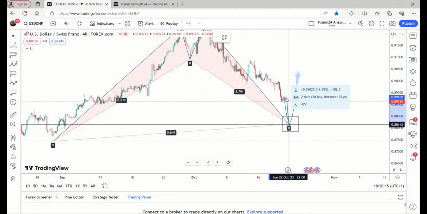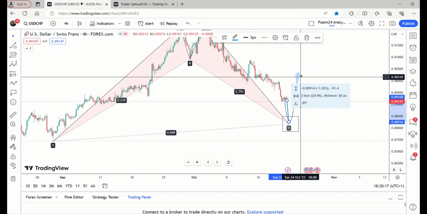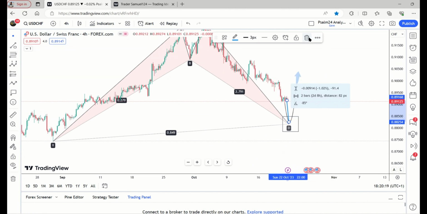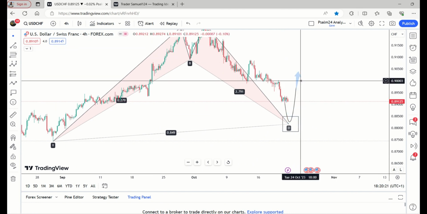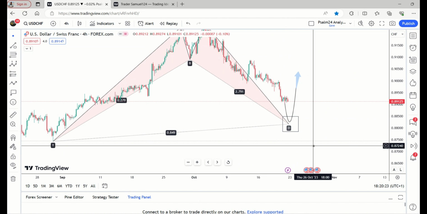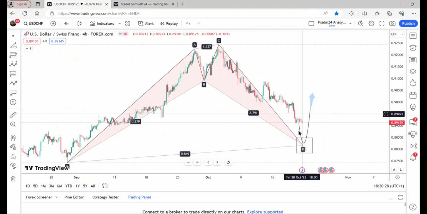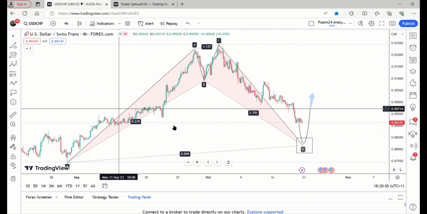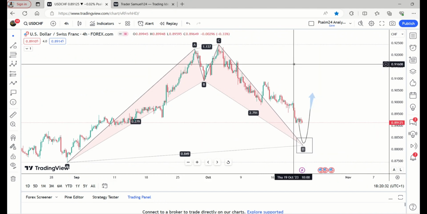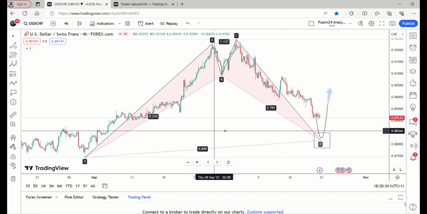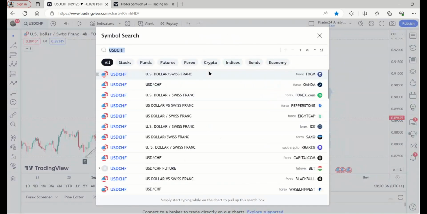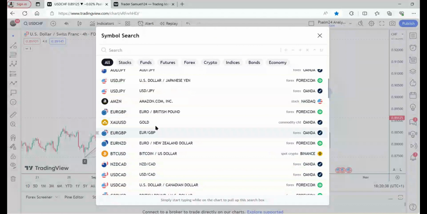So if we are going to target, our first target will be around maybe 100 or 90 pips, then we can see a slight pullback and then the further continuation to the downside. So we are expecting bearish move on USDCHF also, because a pattern is in the process of completing itself. All right. So what other pair?